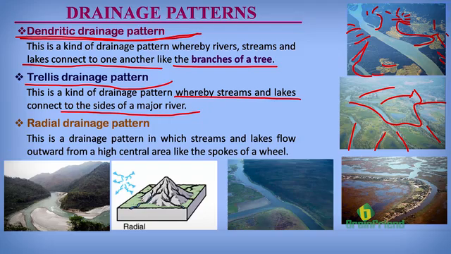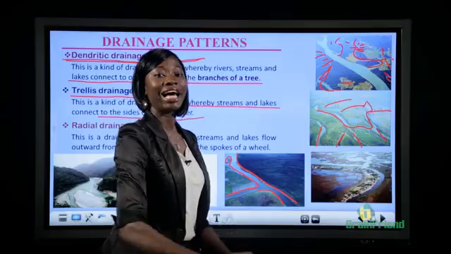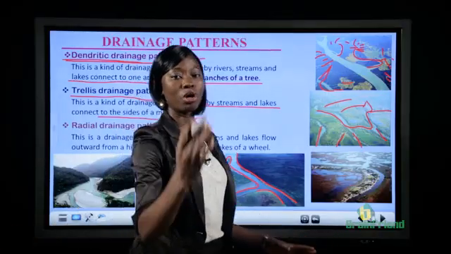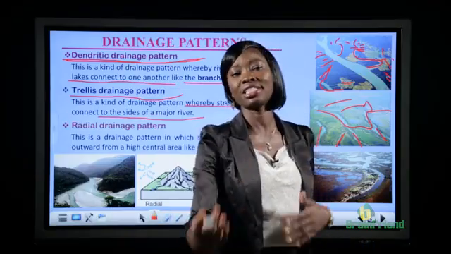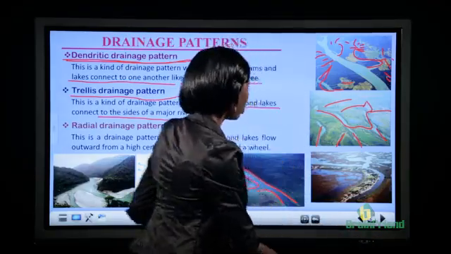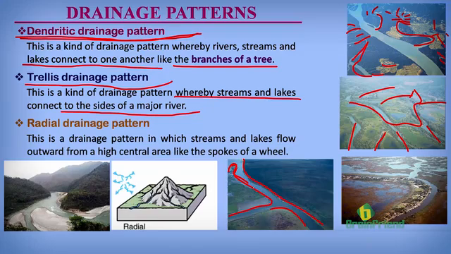So let's take a look at the image. This is an example of what a trellis drainage pattern would look like. You have a very long river that seems to be flowing across a large area of land. Maybe it's flowing from one community to another, maybe from city to city or state to state. Then you could have smaller water bodies like streams and smaller rivers connecting to the sides of these large rivers.